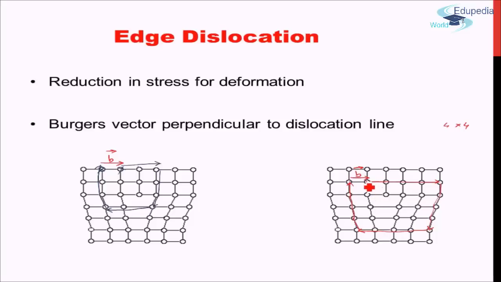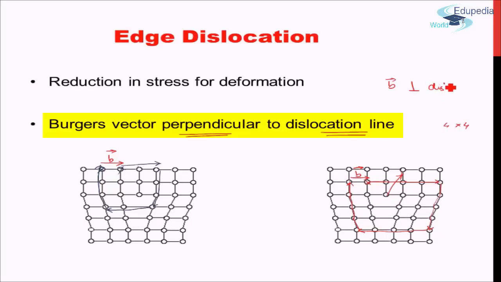Fine. Now we see that the dislocation line is something like this. It is going inside the plane, whereas the Burgers vector is in this direction, that is on the plane. Therefore, for an edge dislocation, a very important criterion is that the Burgers vector is perpendicular to the dislocation line. This is the condition for an edge dislocation.